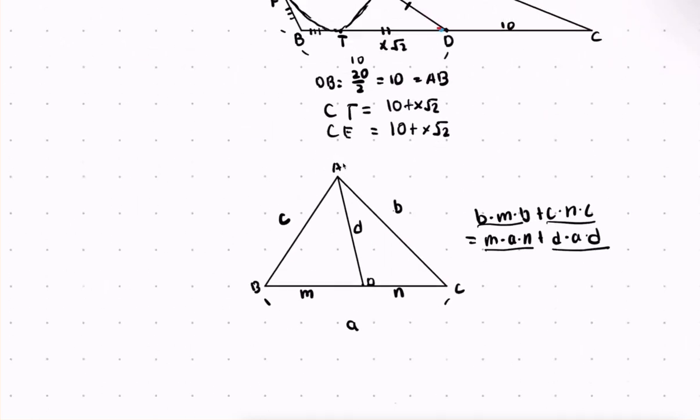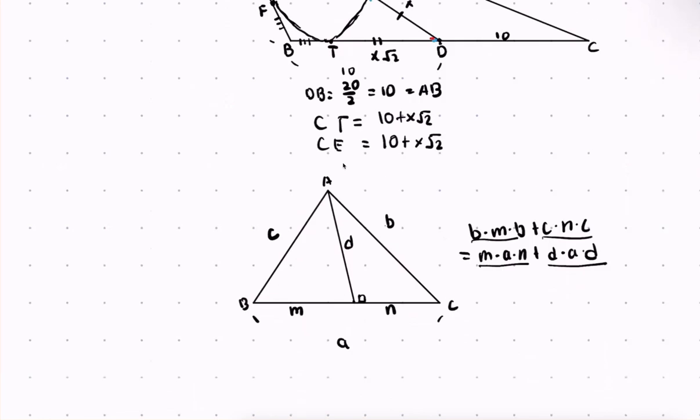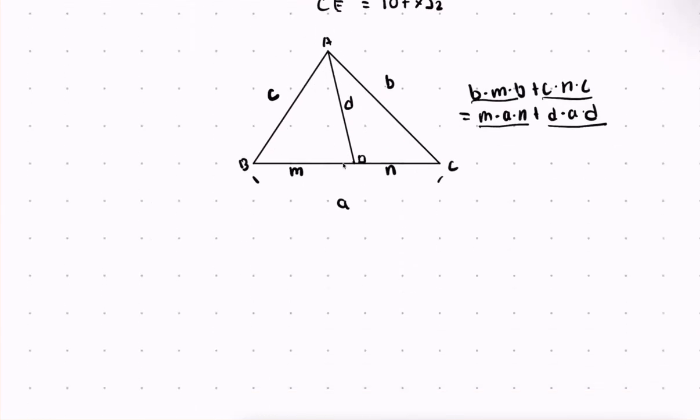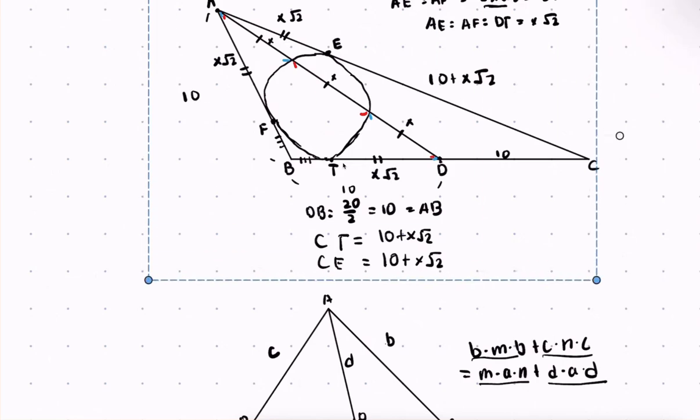So now we can apply this to the triangle up here, ABC, because we can find AD using this formula. So what we will get is, here, let me move this down so we can see. If I select all of this.